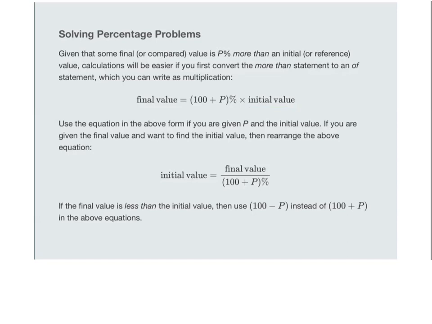All right, so if something is 30% more, then that means that the final value is 130% of whatever the initial was. And then from there, that makes it a little bit easier to solve.